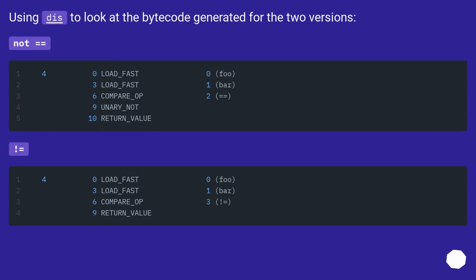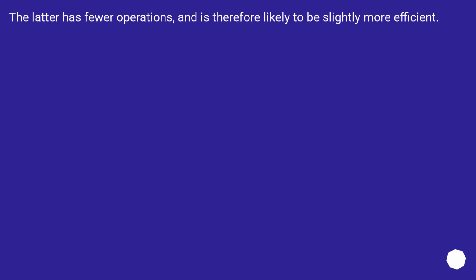Using dis to look at the bytecode generated for the two versions: not equals equals, and not equal. The latter has fewer operations, and is therefore likely to be slightly more efficient.